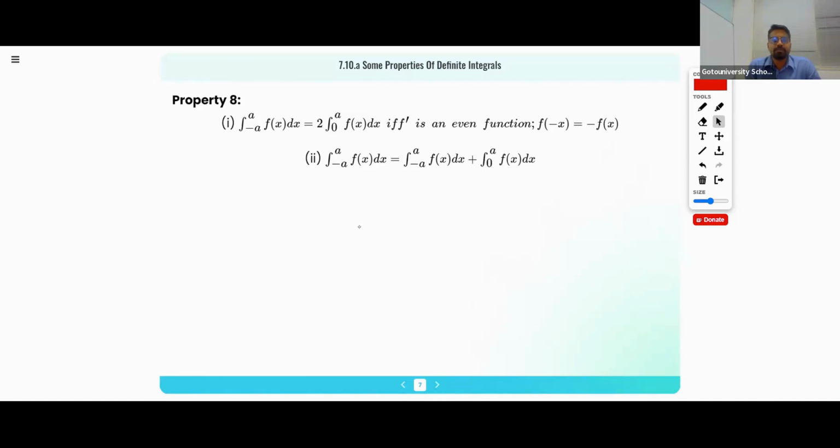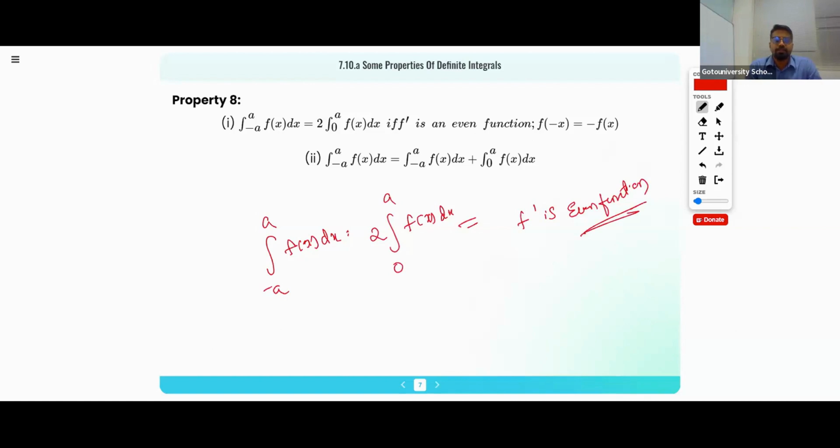Now, if there is a limit with a negative number and a positive number on the lower and upper limit, the integral of f of x dx from minus a to a can become 2 times the integral from 0 to a f of x dx, if f of x is what? An even function. Very good.